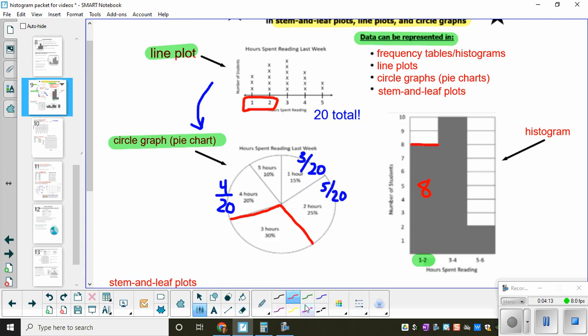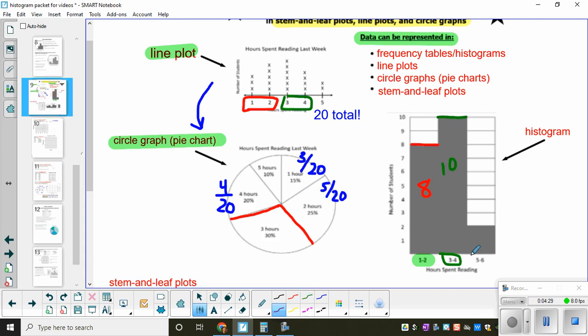There we go. All right, if I cared about the 3 to 4 hours reading, that's right here in my line plot. So I've got 1, 2, 3, 4, 5, 6, 7, 8, 9, 10. And you can see the height here is 10, so that makes sense.